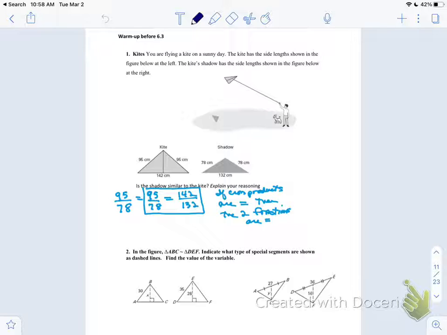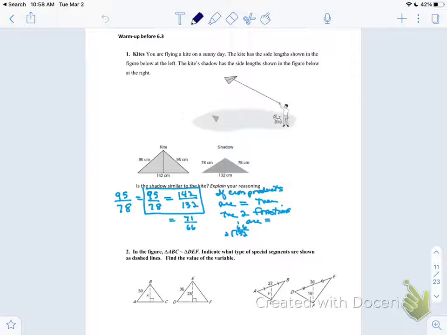So 142 divided by 2, you get 71. Divide the 132 by 2, and what do you get? Not 76. Go back. We'll do this by hand. 132 divided by 2: 2 goes into there 6 times, so 66 is what I'm getting. So I have 71 over 66.